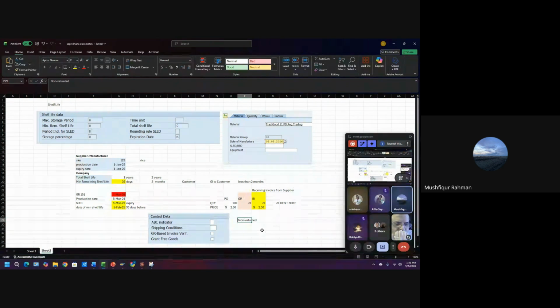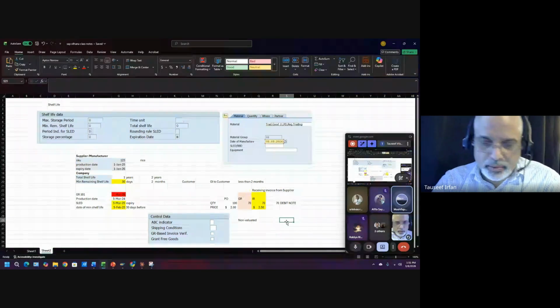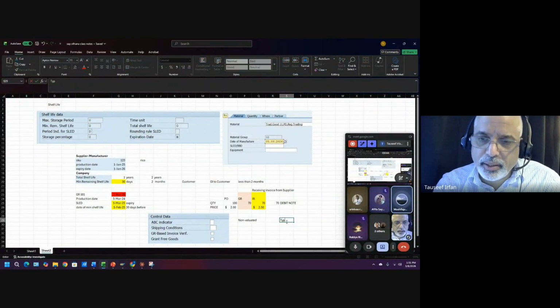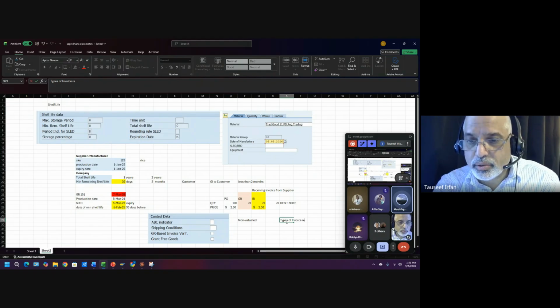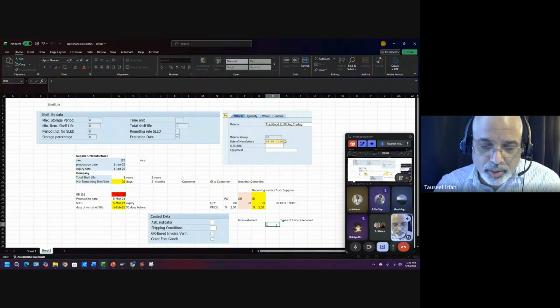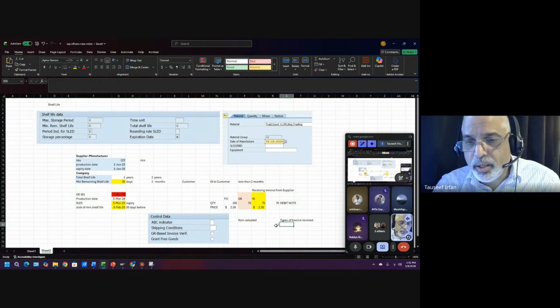Though it has to be received as a GR for the system to process, the quantity does not matter. Okay, understood. I understood what you just said. Okay, types of invoice receipt. The reason I'm going into this is because I want all of you to be great solution advisors.